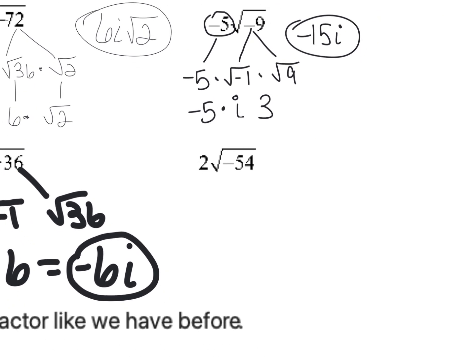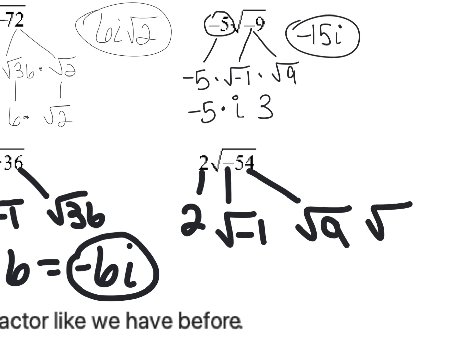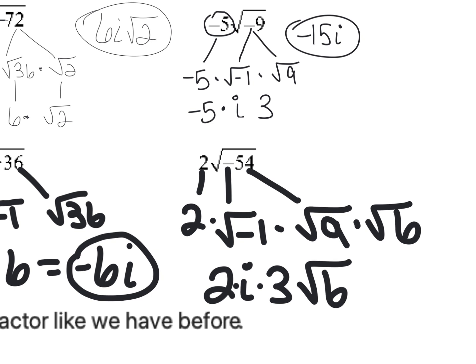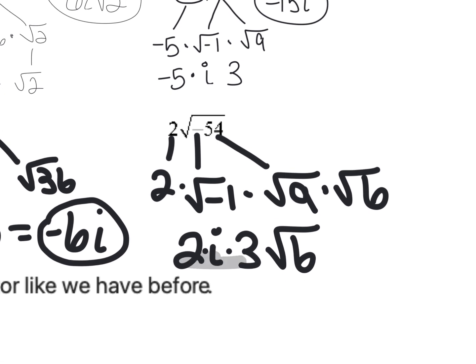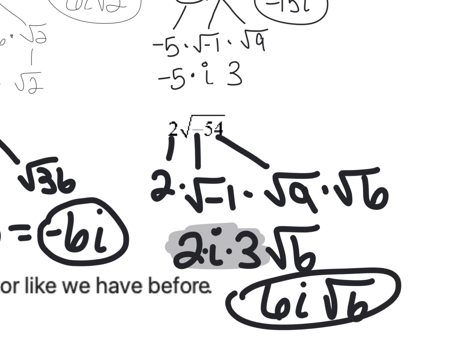Last one here, we've got 2 times the square root of negative 54. Again, 2 is just 2. Negative under the square root is the square root of negative 1. And 54 can be simplified because 9 times 6 is 54. So we could break that apart into the square root of 9 and the square root of 6. And again, these are all being multiplied together. So 2 is just 2. Square root of negative 1 we said was i. Square root of 9 was 3. And the square root of 6 is just the square root of 6 because we can't simplify it anymore. What's on the outside here is being multiplied together, which means 2 times 3i is 6i. And then that square root of 6 stays underneath.